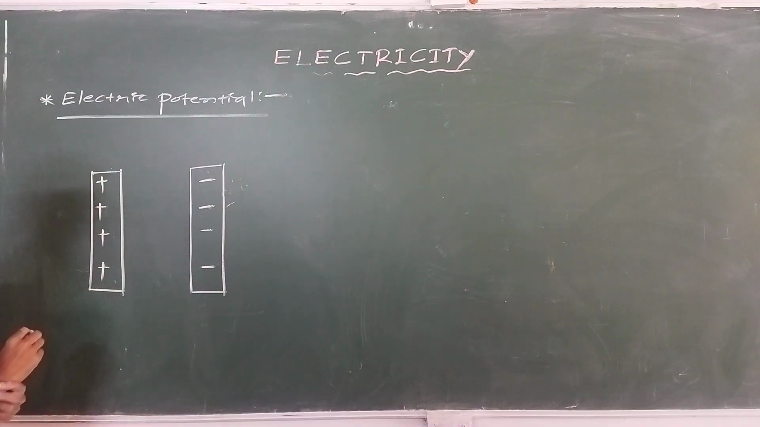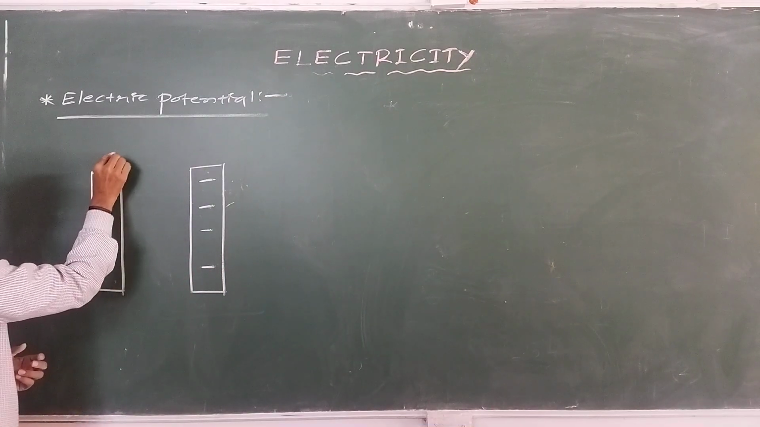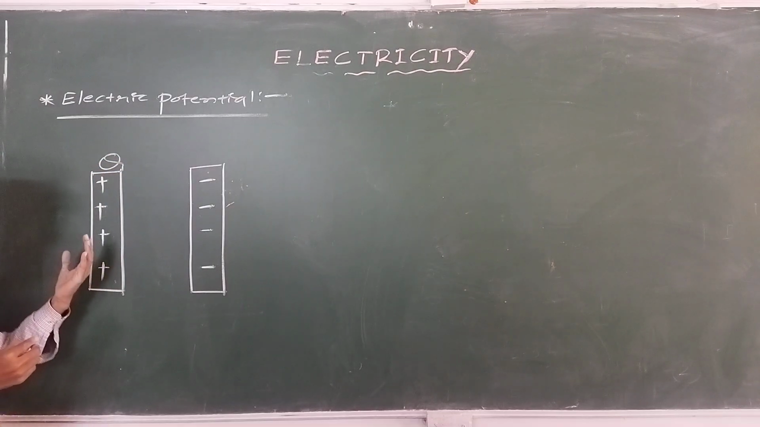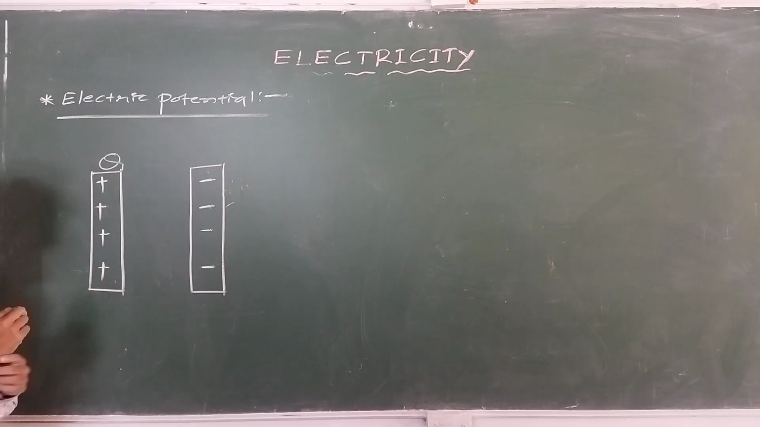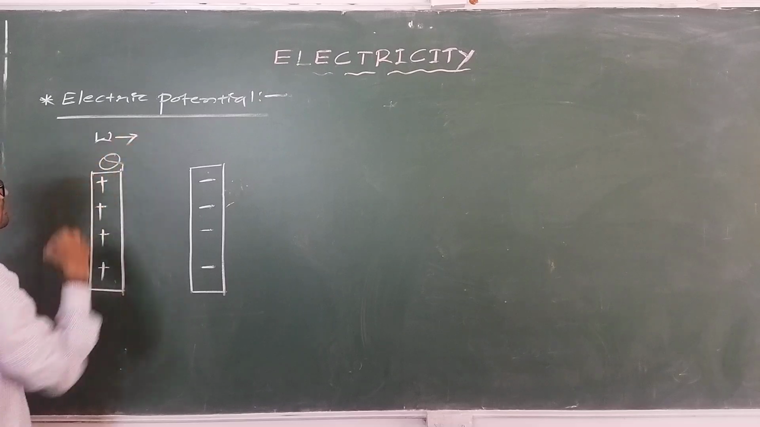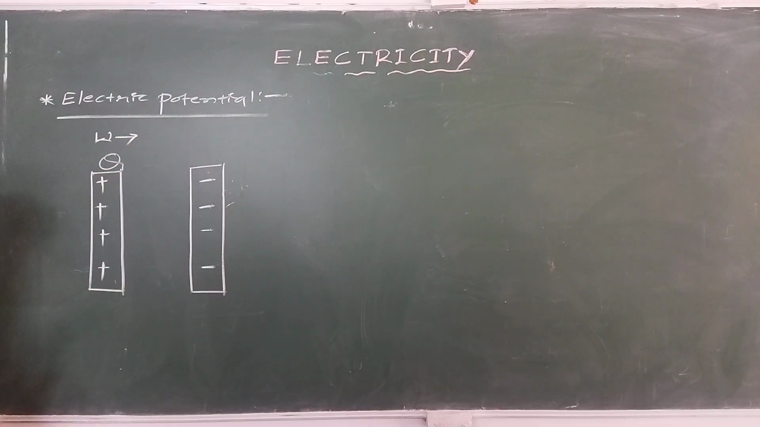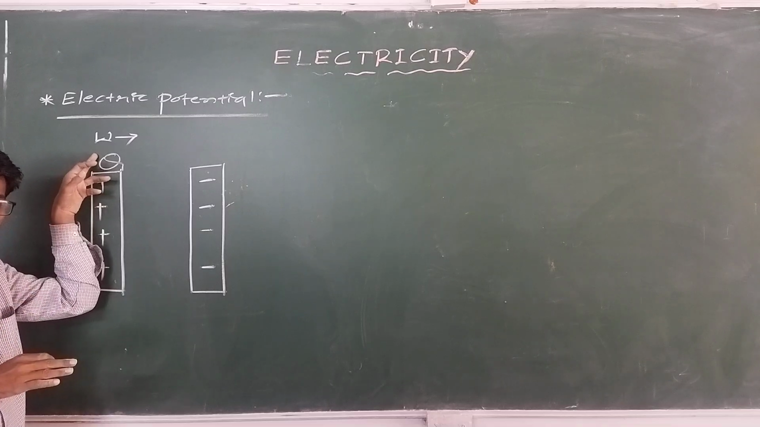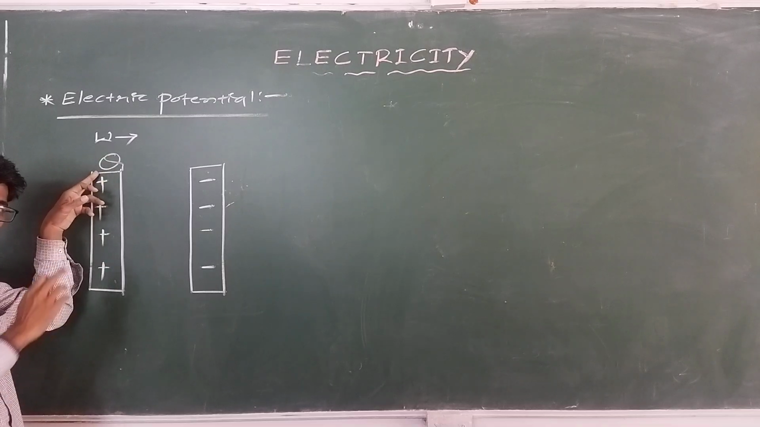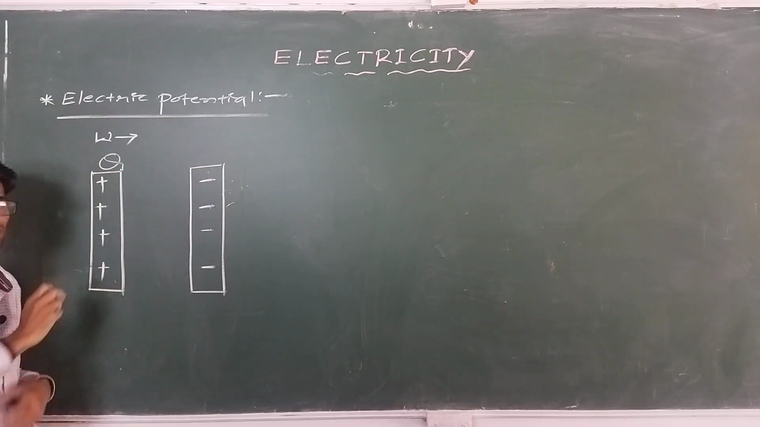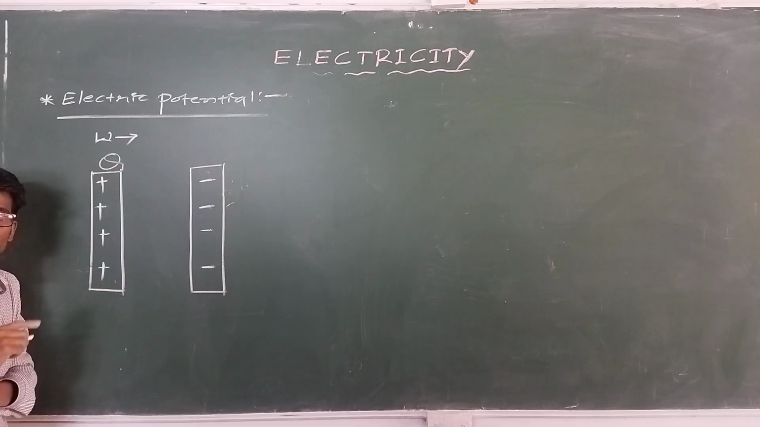Now, the charge is here. Q is the charge, on one end of the plate, on one side of the plate. Now, W is the amount of work done. The amount of work done required to move a charge from one end of the conductor to another end of the conductor is called electric potential. See the definition of electric potential.